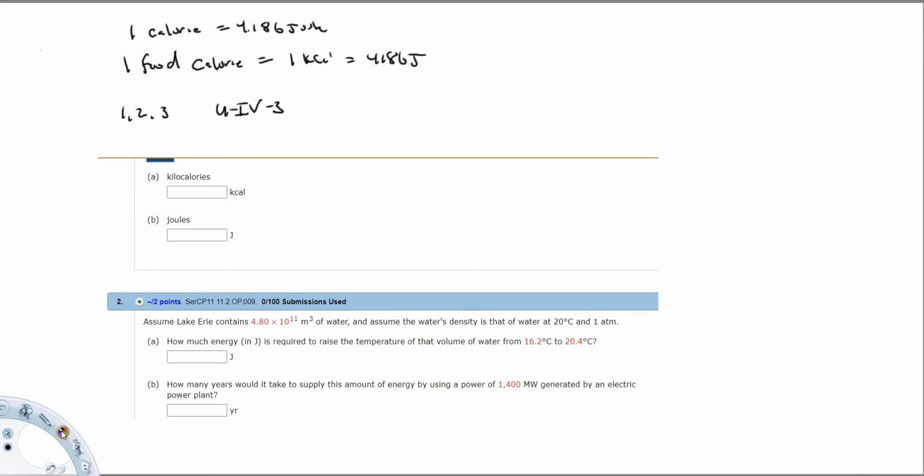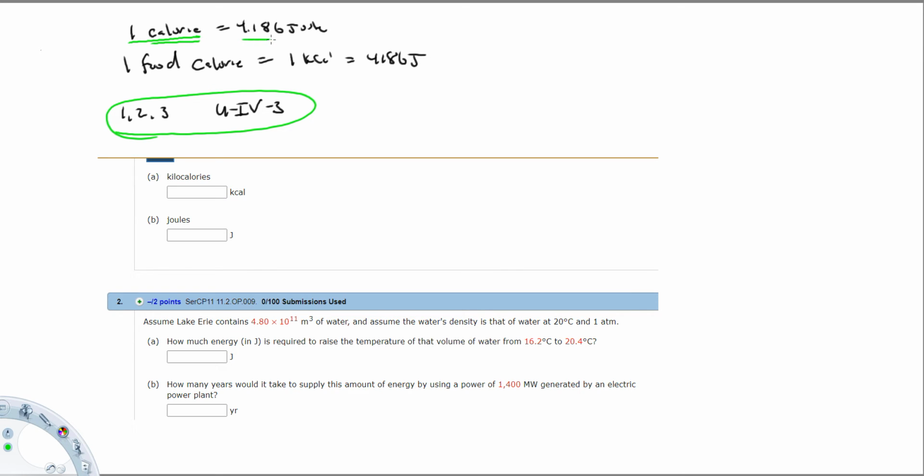I'm making this one to help you out with your Unit 4 third homework. We're going to discuss numbers 1, 2, and 3. And the first thing I'd like to talk about before we get to 1, 2, and 3 is units. In the study of thermodynamics, you'll see a term called a calorie. And a calorie is just a thermodynamic energy unit.